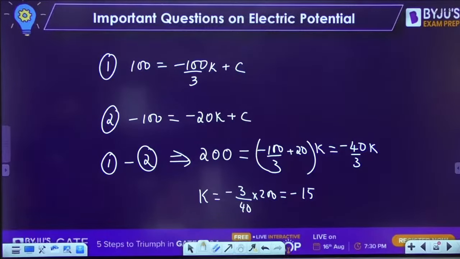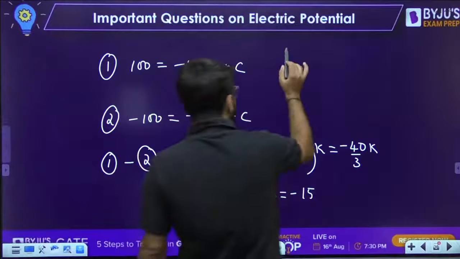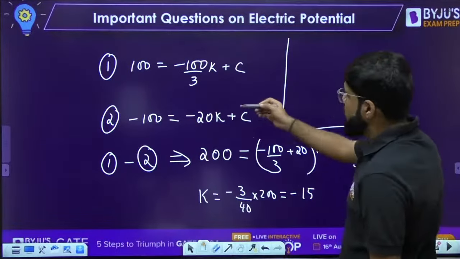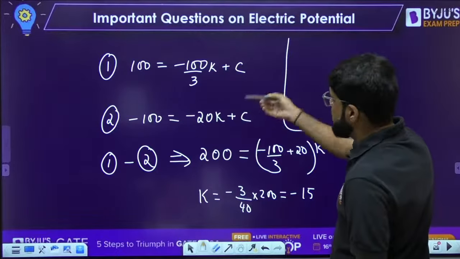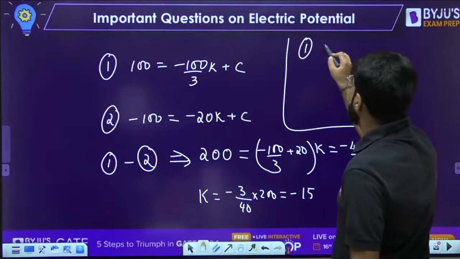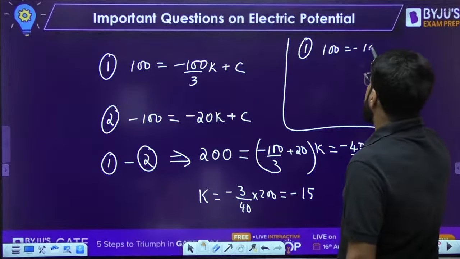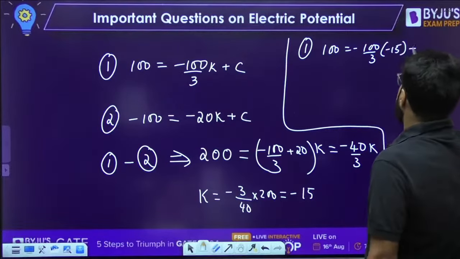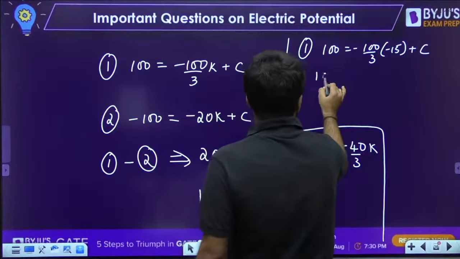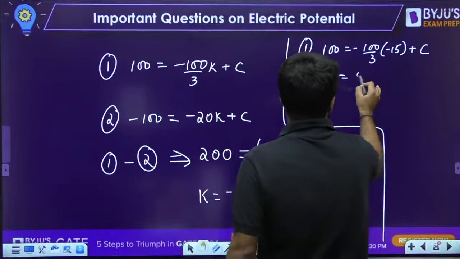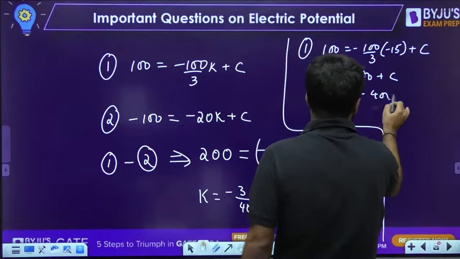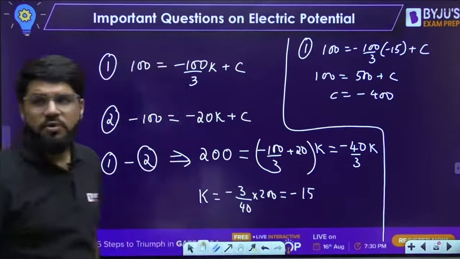Now if k is minus 15, what is going to be the value for c then? Let me use the simple equation. Suppose anyone, the first equation, we can use any, both will be simple. 100 is equal to minus 100 by 3 into k, which is minus 15, plus c. So 100 is equal to 500 plus c, and c is minus 400. c is then minus 400.